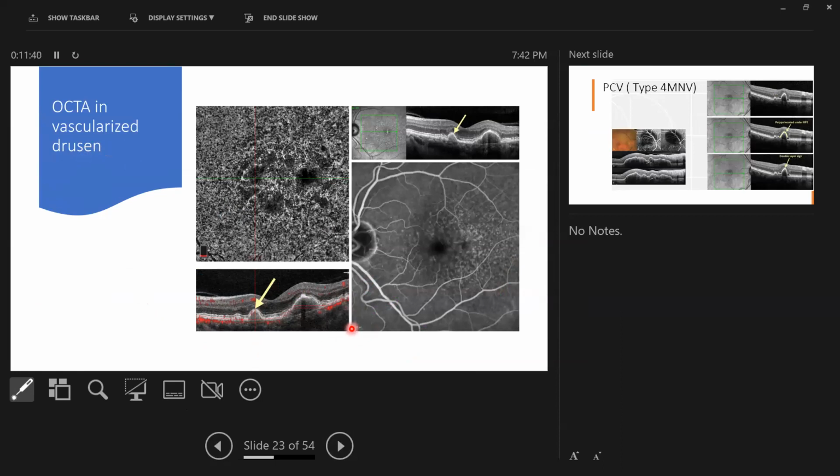OCTA also sometimes is useful in some cases. For example, if you look at this case here, it's a case of wet AMD, but it is just a matter of the drusen, okay? You cannot identify the presence of any neovascularization. But if you look at the OCT angio here, you can identify there is a very fine flow over the area of RPE detachment. This indicates that this kind of drusen is a vascularized drusen, and this means that the patient will get macular neovascularization sooner or later. So that's why you have to pay attention to this patient. That's why the OCT angio is very important in cases of AMD.